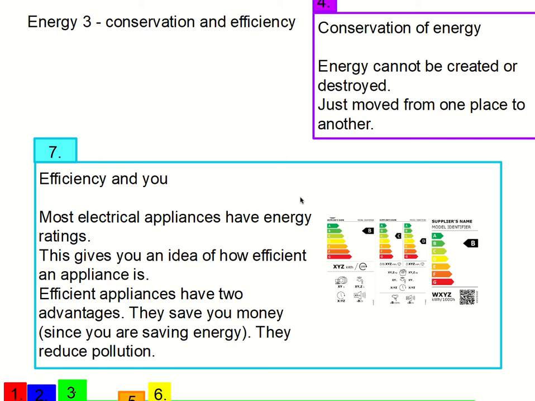So there are 2 reasons why you want an efficient light bulb, why you want an efficient television, why you would want an efficient washing machine. First of all, it saves you money, because you are wasting less energy, and it also saves the environment, because you are not burning fossil fuels for no reason.